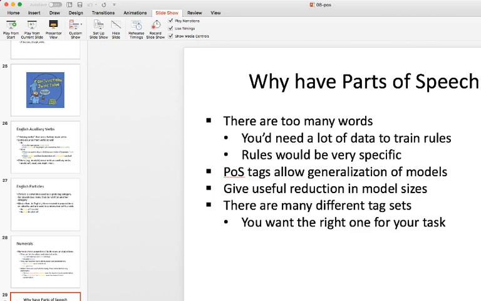Part of speech is one thing that allows the generalization of models. So if you can tag things for part of speech, then you've got a smaller number of categories that you can then generalize over. And so this can result in much smaller models that can be trained on much less data. The bad news, in a way, is that there are many different tag sets that are used for part of speech. And you have to use the one that is used in your training data, or something that you can transform that into. But you also have to use the right one for the task that you're doing.